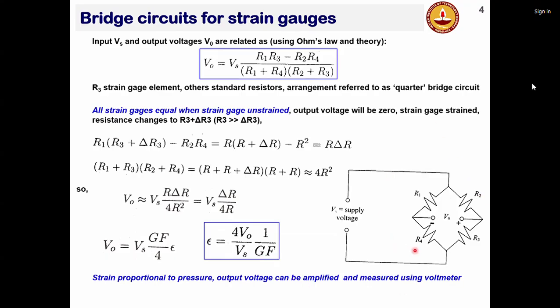So in a given experiment, depending on the output voltage that you measure when this strain gauge is strained, from the output voltage, everything else you know, because the supply voltage you are giving and the gauge factor of the strain gauge you would know. So just by measuring the output voltage, you can find out the strain.